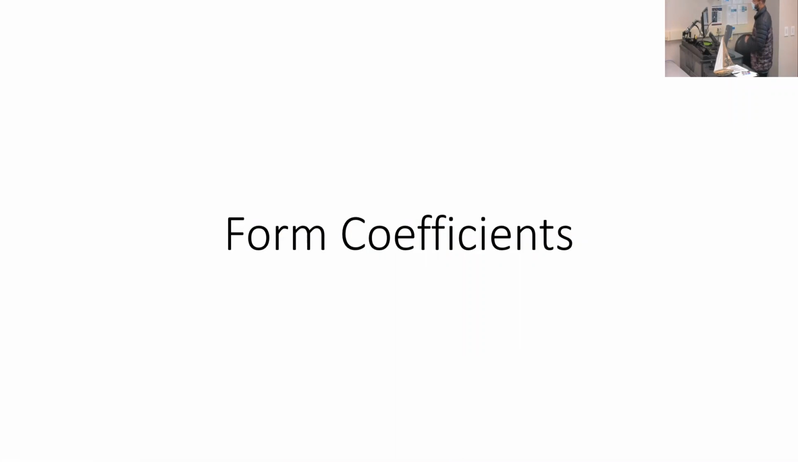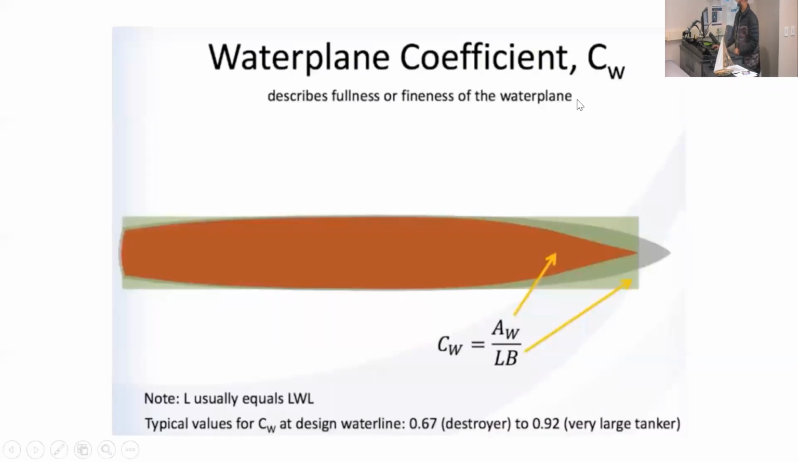Form coefficients are some, well, there's 3 or 4 different coefficients that you can look at the number and imagine what the hull looks like. Is it a very fine, slender hull, or is it a bulky cargo ship-like hull? For instance, the first coefficient that you might talk about is called the CW, water plane coefficient.